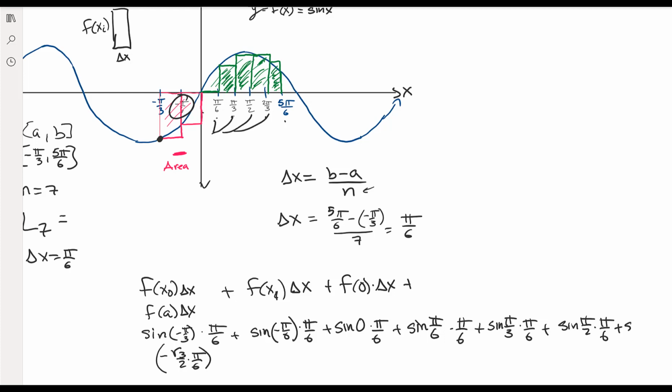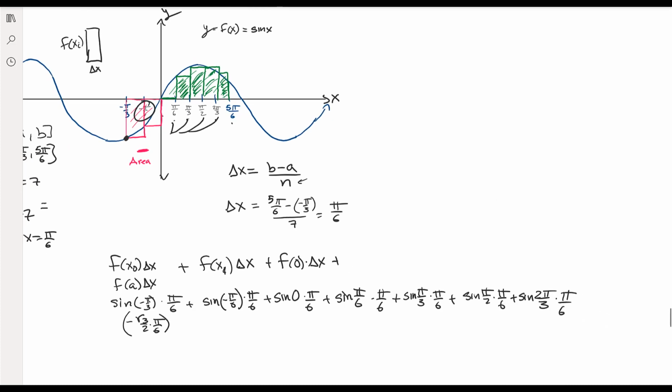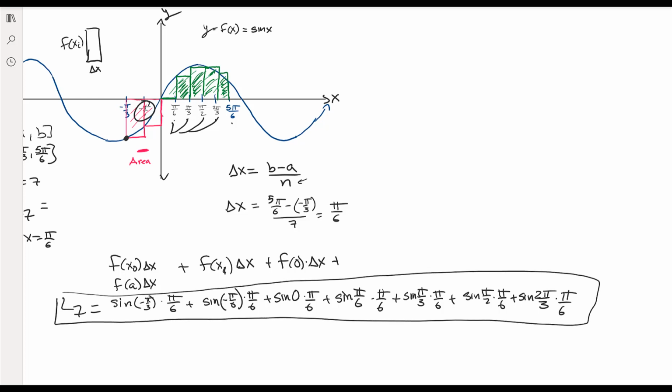And gosh dang, this is terrible. This is so much work that we're doing. Keep writing that π/6 over and over. Do you see that it's on every single term? It's on every term. Now this is equal to our L7. We now have this awful thing hanging out right here.